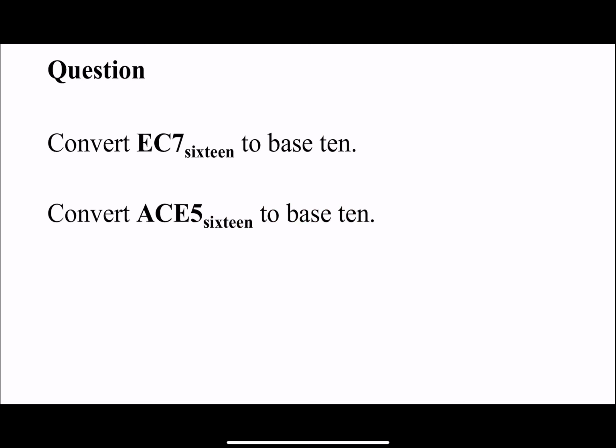Okay, I'm gonna convert EC7 base 16 to base 10, from hexadecimal to Hindu-Arabic or base 10. First of all, I write down the place values. The place values are powers of 16: 16 to the 0 is 1, 16 to the first power, 16 to the second power, 16 to the third power, and so on.